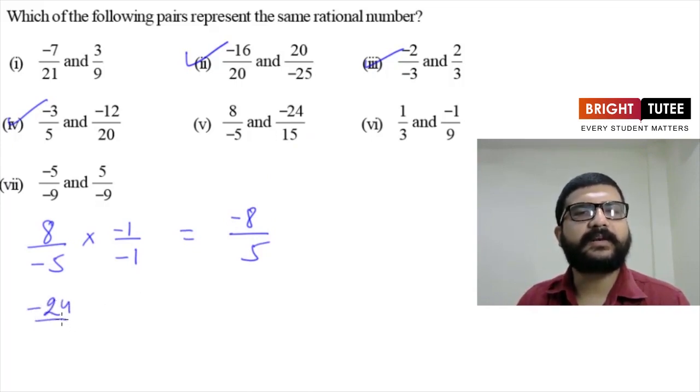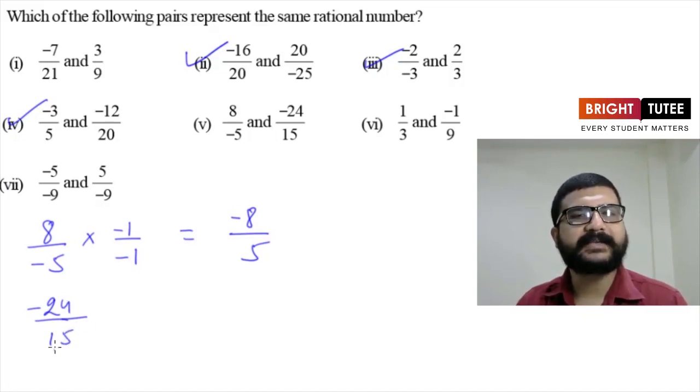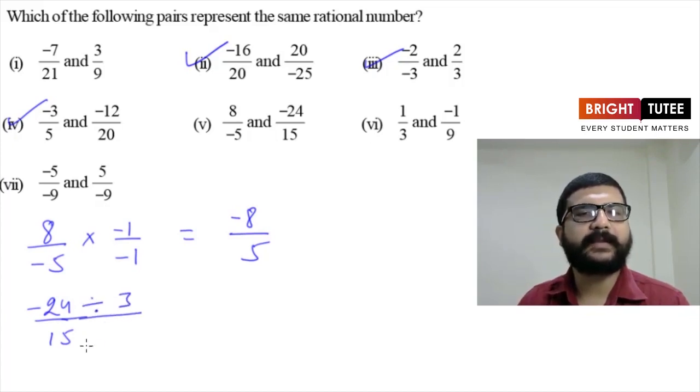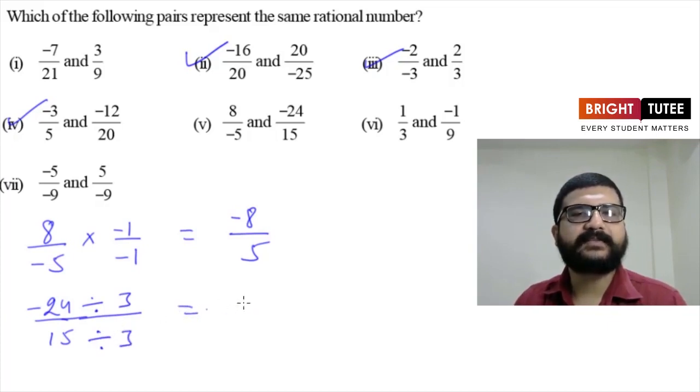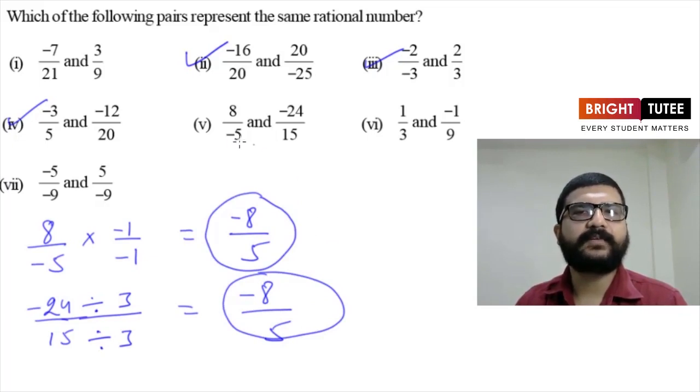Here the denominator is already positive. But is there any common factor between numerator and denominator? Yes, there is one common factor other than 1, and that is 3. So let's divide both numerator and denominator by 3. So minus 24 divided by 3 and 15 divided by 3. This will give us minus 8 upon 5. So here, as we can see, standard forms of both the numbers are the same. So therefore the numbers are representing the same rational number.